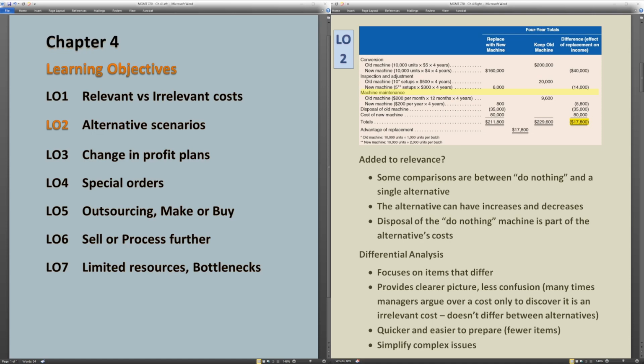I have seen many times, not in board meetings, but in larger manager meetings, managers arguing over a cost, only to find out that the cost is irrelevant, that it didn't differ between the alternatives. So by streamlining all the information, you're only looking at things that differ between alternatives. Also, when you're only focused on relevant cost, it's quicker and easier to prepare, and it should simplify complex issues.